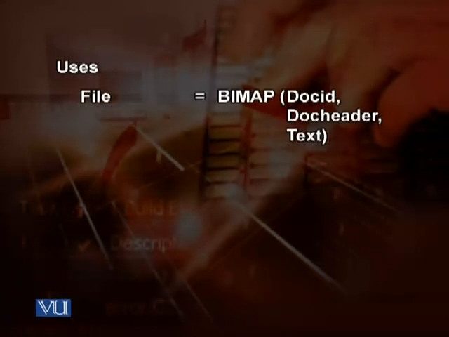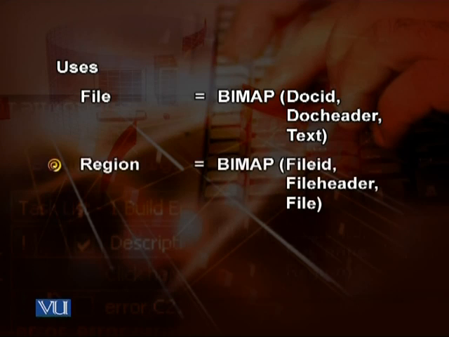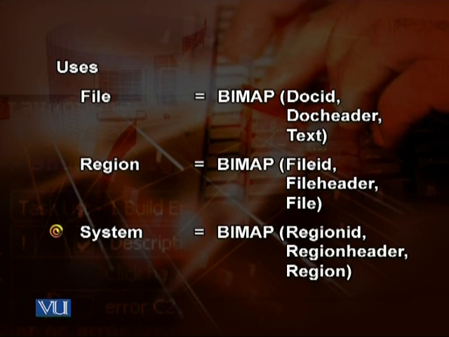So once again, in this specification, we are using something similar to what we used in the case of bimap. That is, we are going to have multiple instances of one specification within this specification. So we have three instances of bimaps. The three instances are file, region, and system. So file takes doc ID, doc header, and text, and it creates a bimap out of that. Region takes file ID, file header, and file, and it creates a bimap of that. And system is a bimap of regions, so it takes region ID, region header, and region. So what we have here is three instances of bimap.